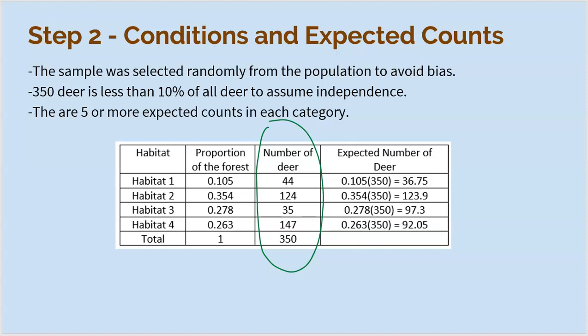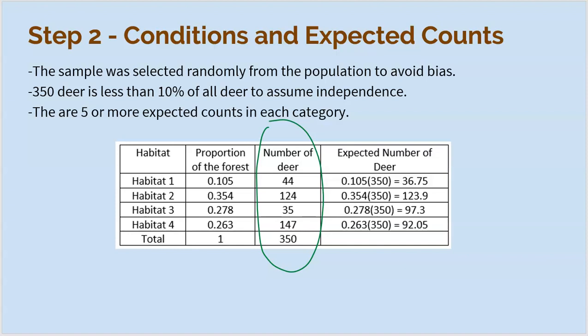All right, habitat 2, 35.4% of the forest. Well, if the null's true, then 35.4% of the deer should live there. So 350 deer times 0.354, 123.9 deer should be living there. Habitat 3, 27.8% of the forest. Well, if the null's true, 27.8% of the deer should be living there. So times 350 by 0.278, 97.3. Same thing with habitat 4, 26.3% of the forest. Therefore, 26.3% of 350 deer should be living there.